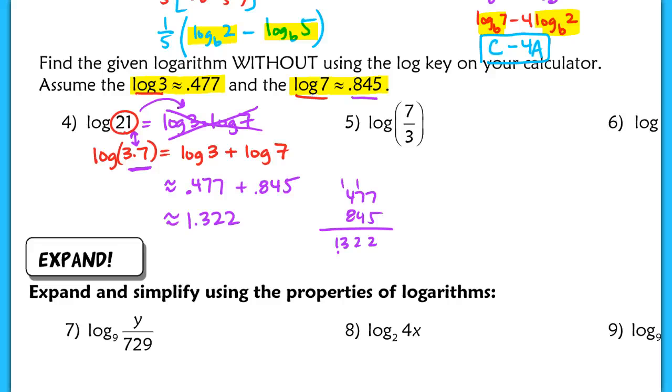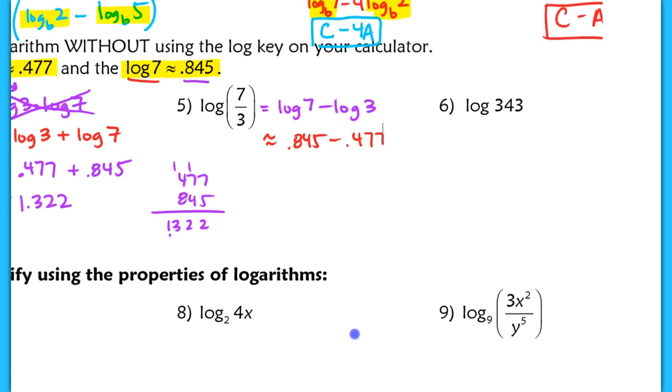All right, the next question here, number 5, this was pretty easy because it's laid out there for you nicely. So we have log of 7/3. So this is a quotient. I'm going to rewrite that as log of 7 minus log of 3. So now I'm taking the value, because I'm approximating this to be 0.845 minus 0.477. I'll let you guys evaluate that one if you want to get that practice, and then check with the key.